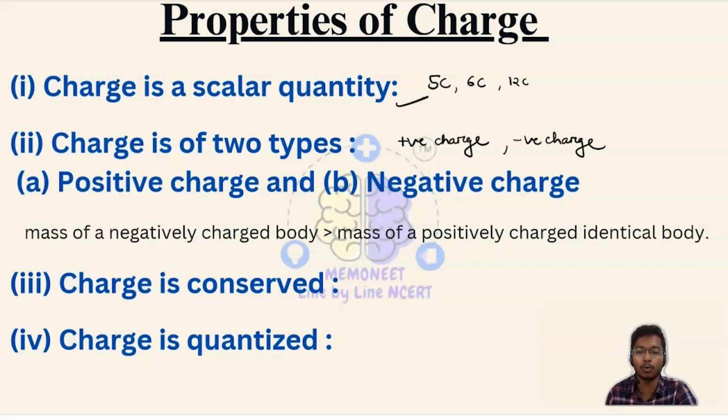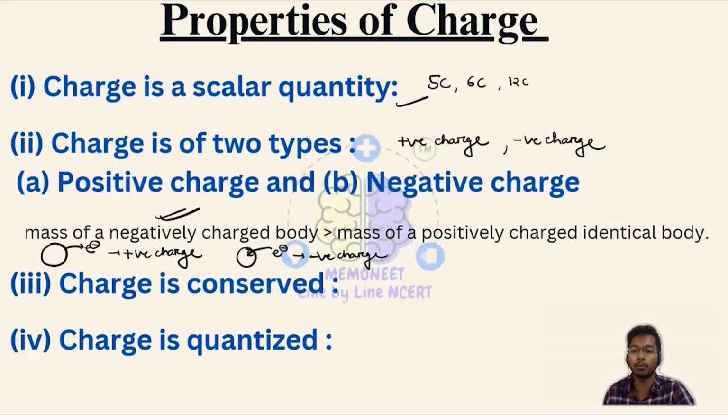The mass of a negatively charged body is greater than the mass of a positively charged identical body. When we emit one electron from a body, the body becomes positively charged. When we add one electron, the body becomes negatively charged. In this condition we are adding an electron, which means the mass of the electron is also added. So the mass of the negatively charged body is greater than the mass of the positively charged body.